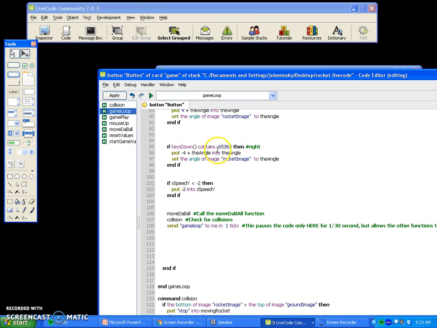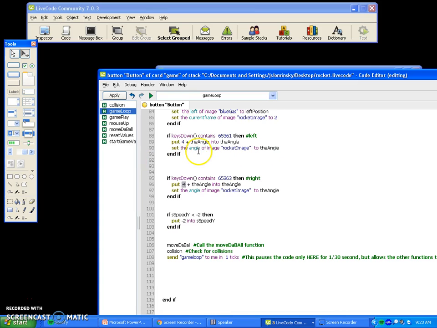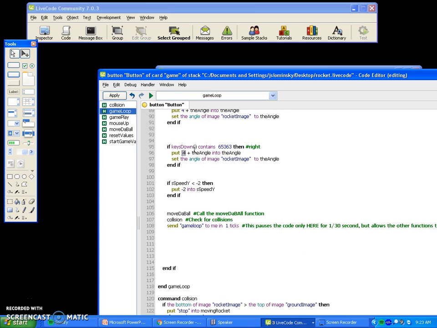This is right now if key contains 65363. You don't have to memorize these. I found them online, so it's not necessary. And here you're adding -4. So if you're pressing right, you're making it rotate right. And again, to make it rotate right, you have to add a negative value. Now, why did I choose -4? Because it looked good. I could choose -2. You could try -1, -10. You know, it's up to you.